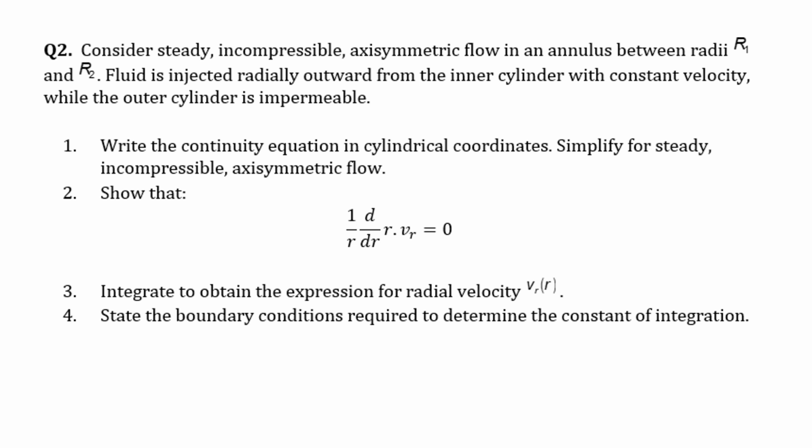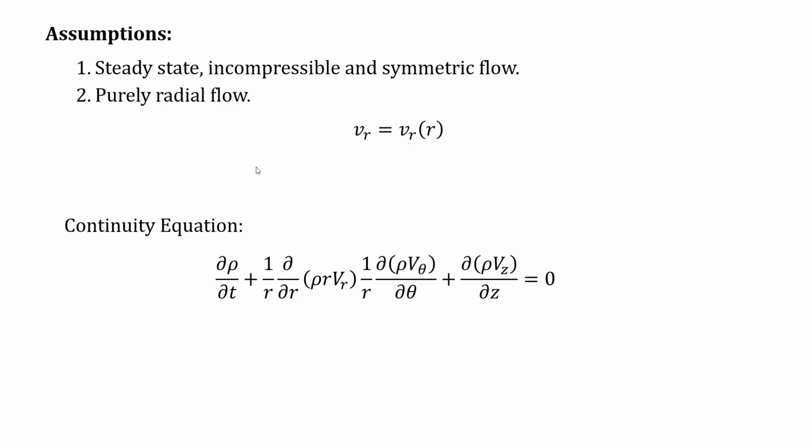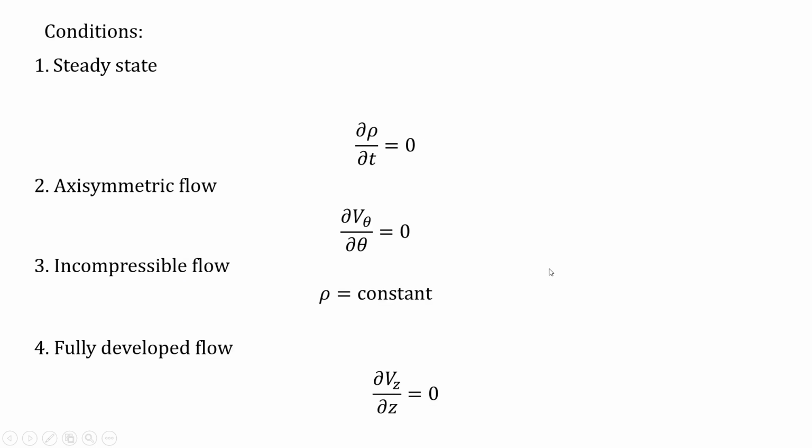Now let's move to the solution. So first we will start with assumptions. So the assumptions for the problem are steady state, incompressible and symmetric flow, and purely radial flow. That is, Vr should be function of r only. So now continuity equation is given by this form. This is continuity equation for cylindrical coordinates.